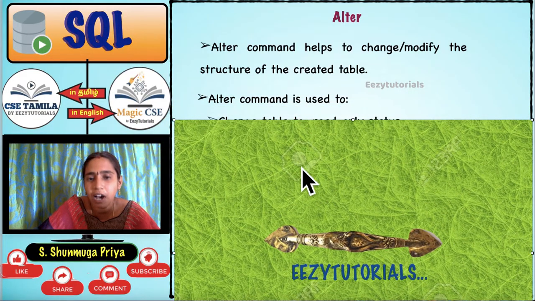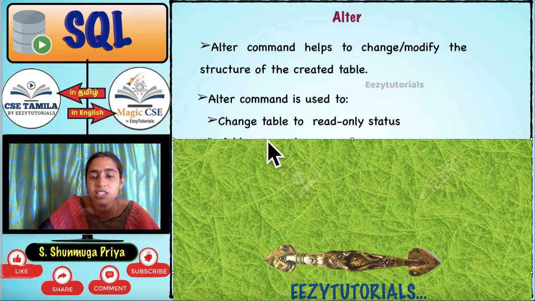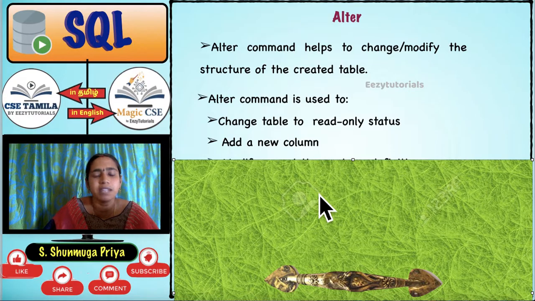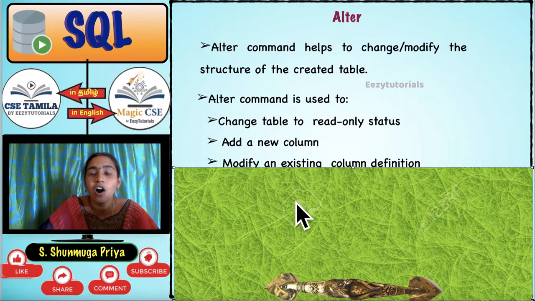With the help of the alter command, you can change the status of the table. Like you want to allow users to perform only read operations, or they should be able to read as well as write. You can control that with the alter command. The next one: you have 3 columns. Yesterday we created a table with 3 columns. Now you want to add an extra column, you can do it with the alter command. Or you want to delete a column, you can do it with the alter command.